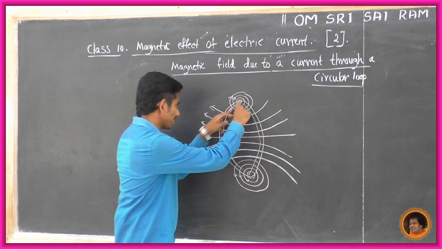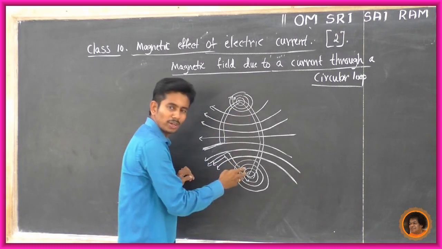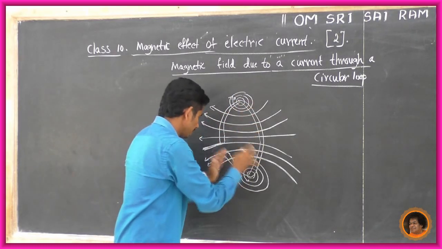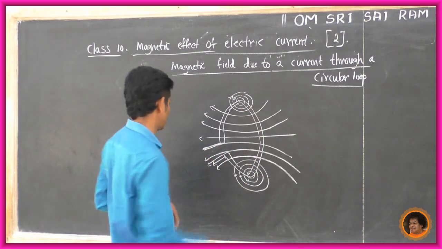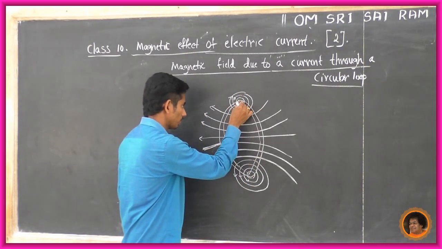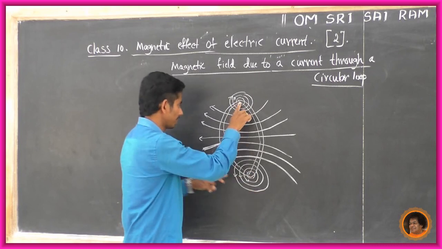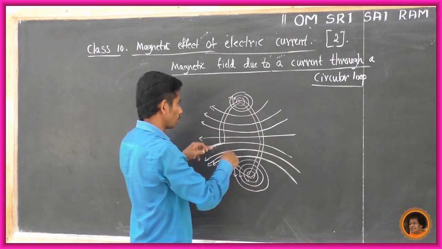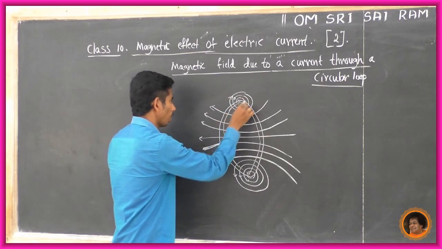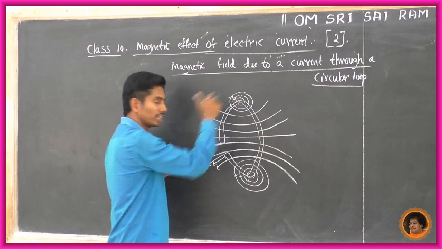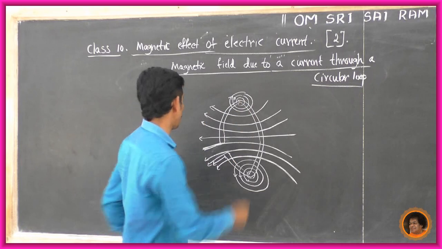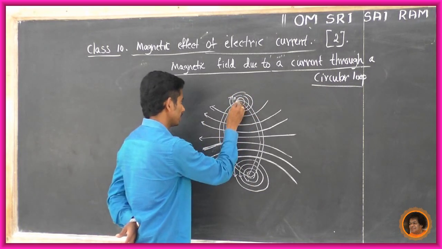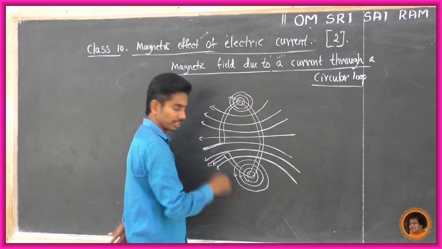These are the two poles. They just behave like a bar magnet. This one is the pole and this one is the pole. This is the upper pole and the lower pole. At the poles in a circular loop, there are concentric circles. How are magnetic field lines formed? In the form of concentric circles. Just look at this. These are the concentric circles.